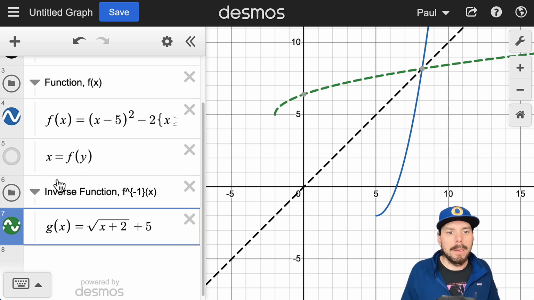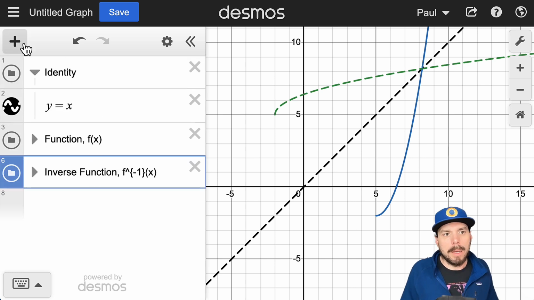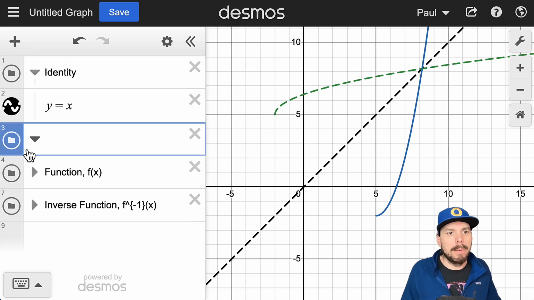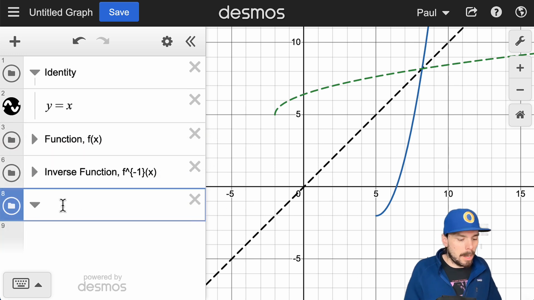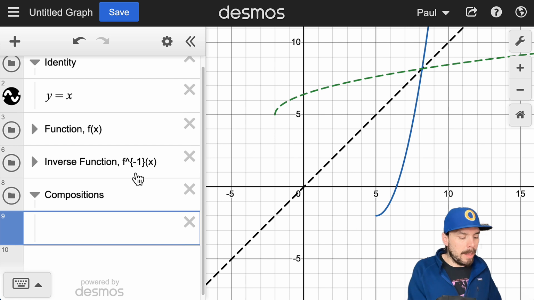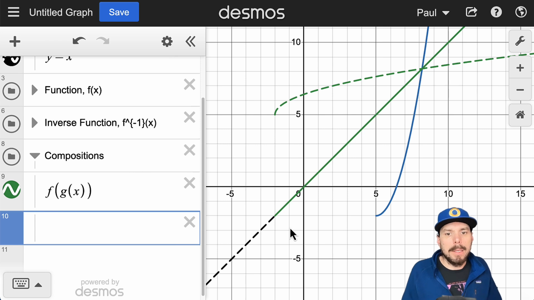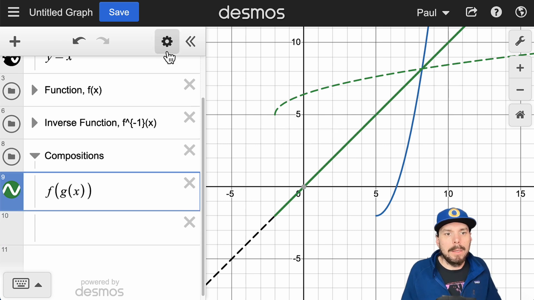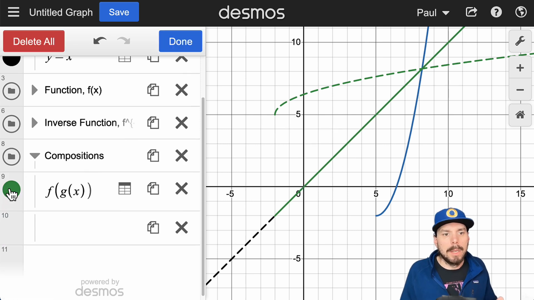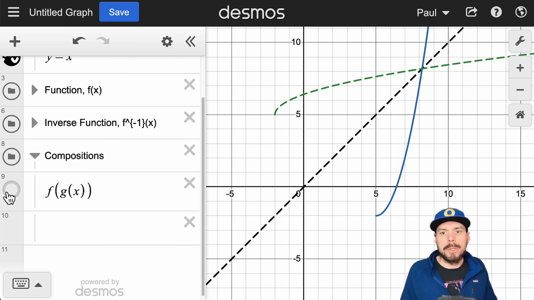Now I want to add a layer to this. There's another thing that we can do to really check our work, and I covered this in my other video on checking inverse functions, and that is using compositions. So I can find the composition of f of g of x, for example, and graph that. And I'll see that that aligns with the y equals x identity function. Let's make that a dotted black line. So that shows me that the output is just y equals x.